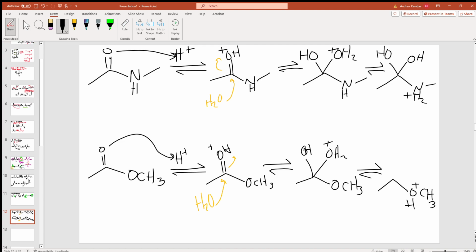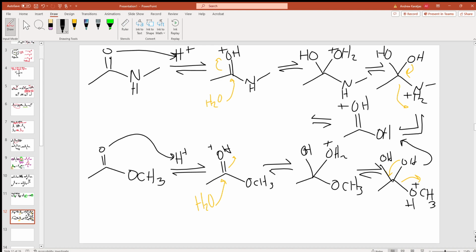But we can see it's the same intermediate for both reactions, just a different leaving group. At this point, one of the OHs adds in, kicks out our leaving group. Same thing in the ester hydrolysis. And in both cases, we're left with a protonated carboxylic acid, which then loses a hydrogen to give us the product.